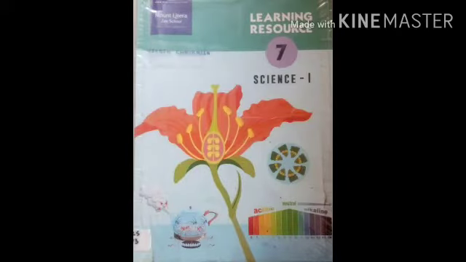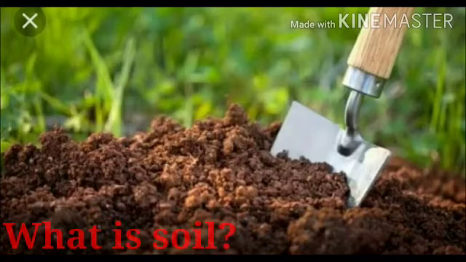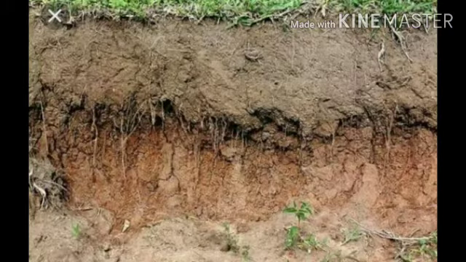So welcome children to the new chapter, that is chapter number 9, soil. So the first question will arise: what is soil? The uppermost layer of the earth's surface is called soil.